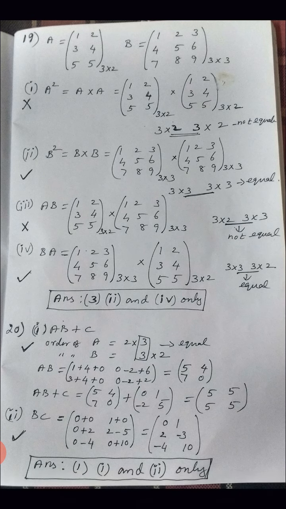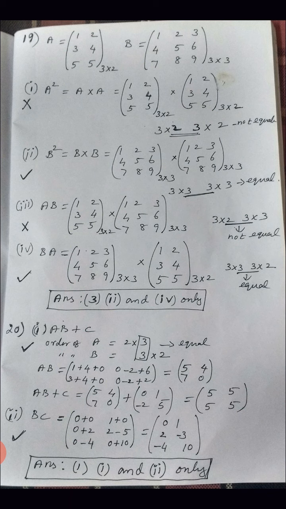Next, 20th question. A is given, B is given, C is given. Which of the following statements are correct? First I take the first statement, AB plus BC. AB means multiplication. So first find the order of A, 2 by 3. Order of B is 3 by 2. The column of the first matrix and the row of the second matrix are equal, so multiplication is possible. I found the multiplication, that AB answer. I get 5 4 7 0 as the answer.